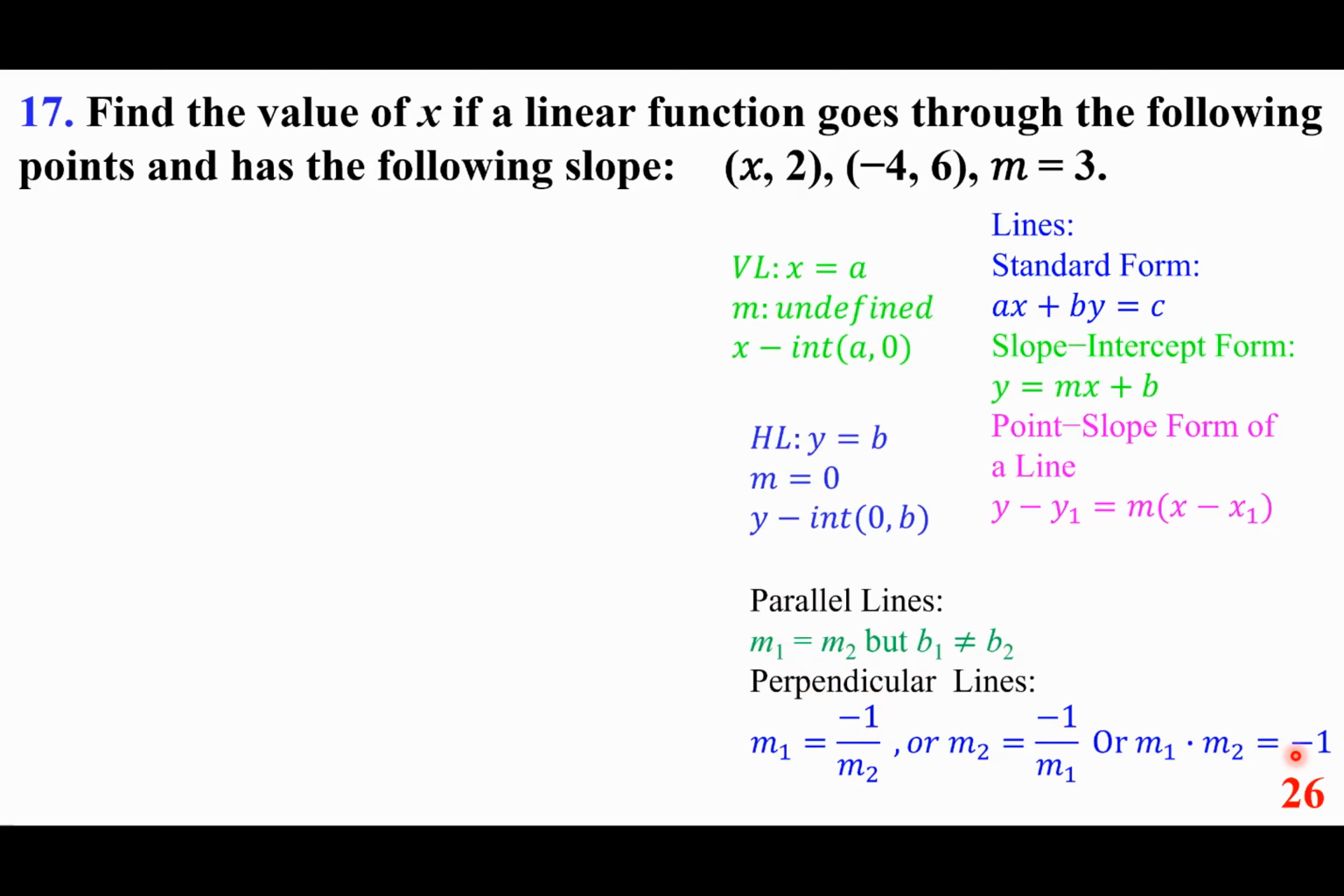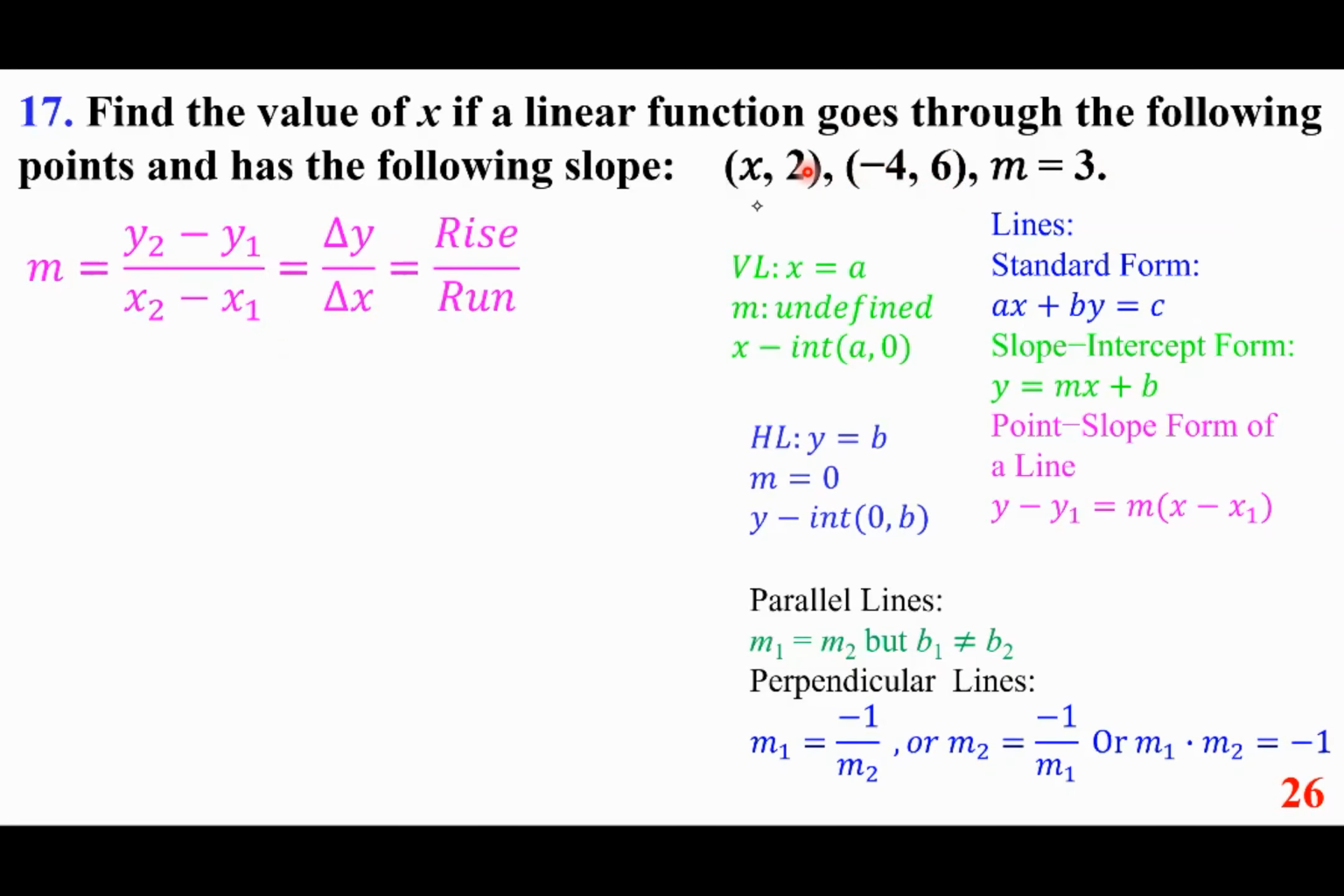And to find the slope is rise over run, y sub 2 minus y sub 1 over x sub 2 minus x sub 1, delta y over delta x, or rise over run. And in this case, we are going to write m is 3 equals, and we're going to write 6 minus 2 over minus 4 minus x. So we use the formula for the slope to do the math.